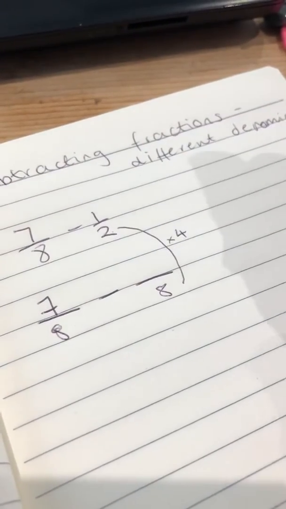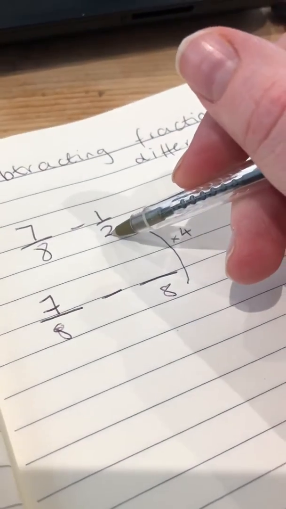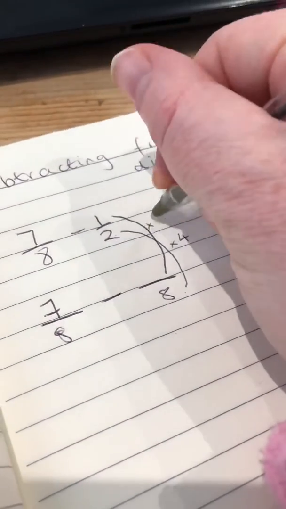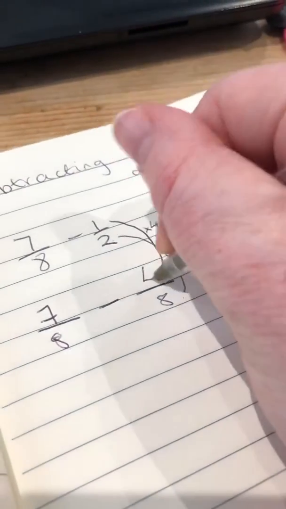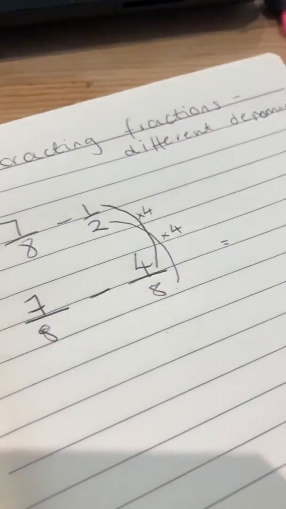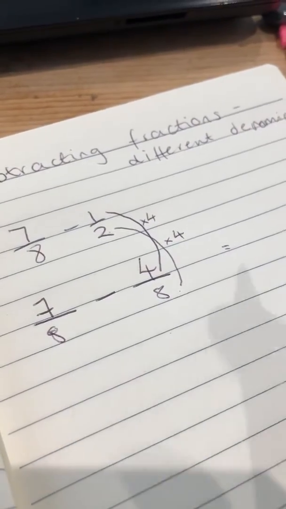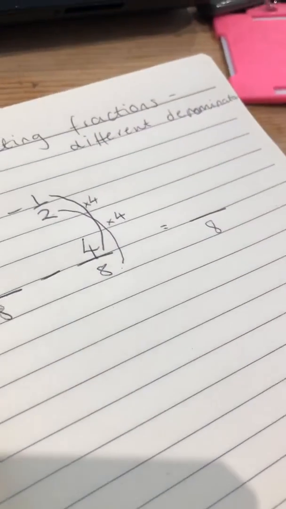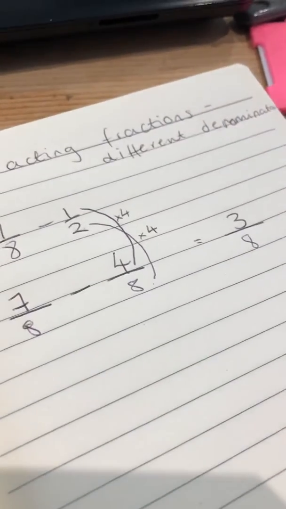So then what I do to the bottom, I do to the top. What I do to the top, I do to the bottom. So I've multiplied my denominator by 4, so I need to multiply my numerator by 4. So I need to say 1 times 4 gives me 4. And then I'm just doing what I know already about when I'm subtracting fractions with the same denominator. So they've both got a denominator of 8 now, so my denominator stays as 8, and I just subtract my numerators. So 7 take away 4 gives me 3.